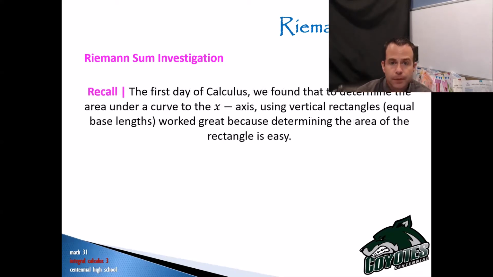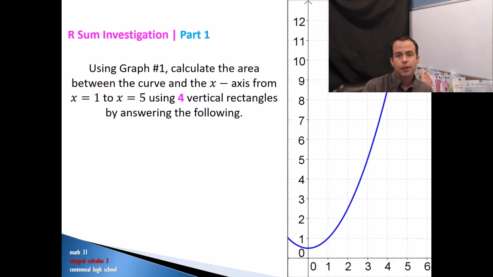Recall, way back on the first day of calculus, we found that to determine the area under a curve to the x-axis, we could use vertical rectangles that all had equal base lengths. It worked great because I can determine the rectangle area very easily: the area of a rectangle is just length times width. I could add up all the rectangles and that would give me an idea of the area underneath the curve.